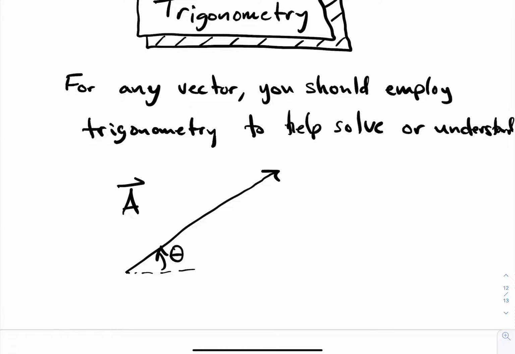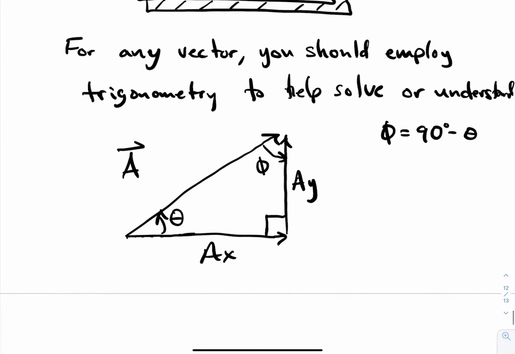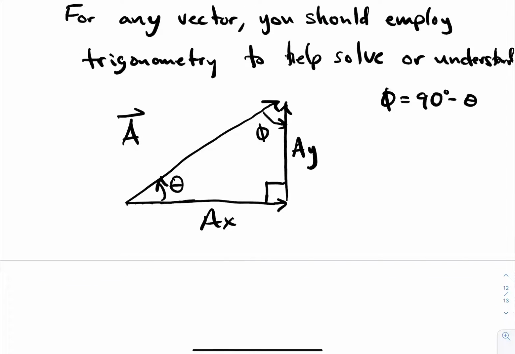Now we could say that if we create a triangle here with AX and AY, this angle is another angle we know, phi, and isn't phi equal to 90 minus theta, right? Here's our 90-degree angle. Anytime you're going to use a vector, you can always create a right triangle with it. And the real reason that we want to create a right triangle is so we can use trigonometry functions. And so we'll define a few of those for you.